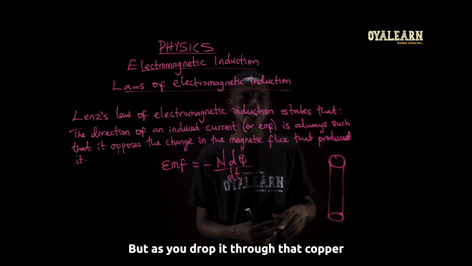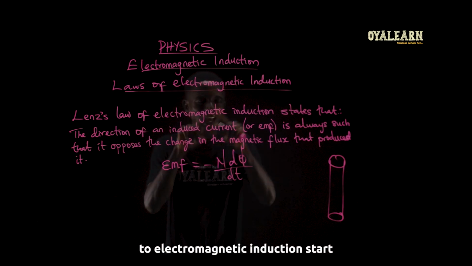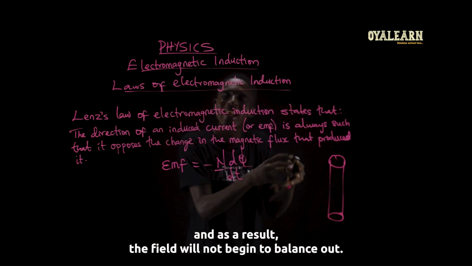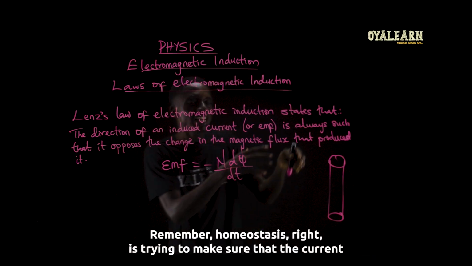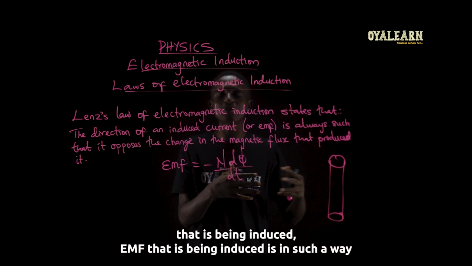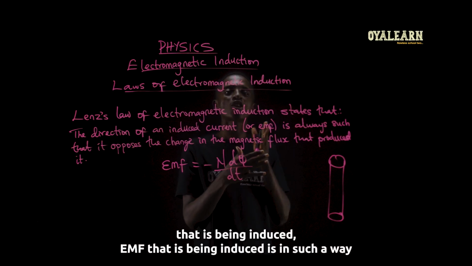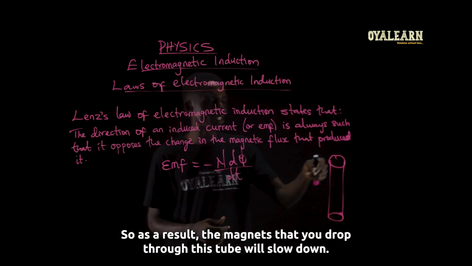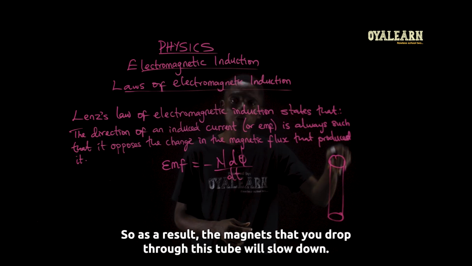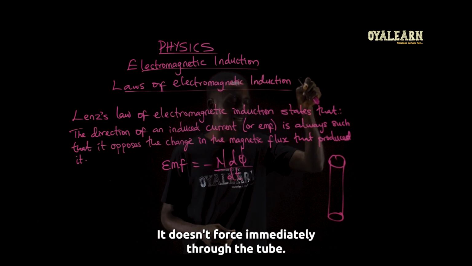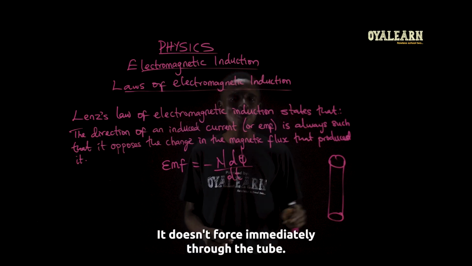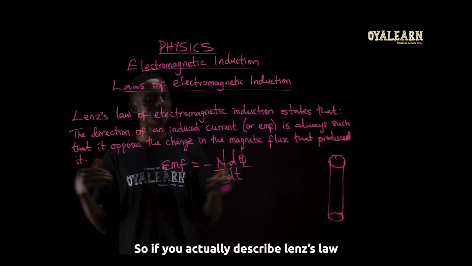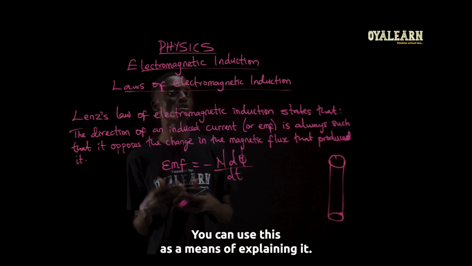But as you drop it through that copper tube, electromagnetic induction starts. And as a result, the field will begin to balance out. Remember homeostasis, right? It's trying to make sure that the current or EMF that is being induced is in such a way that it is opposing the magnetic flux that is producing it. So as a result, the magnet that you drop through this tube will slow down. It doesn't fall immediately through the tube. And this helps you understand Lenz's law. So if you're asked to describe Lenz's law, you can use this as a means of explaining it.